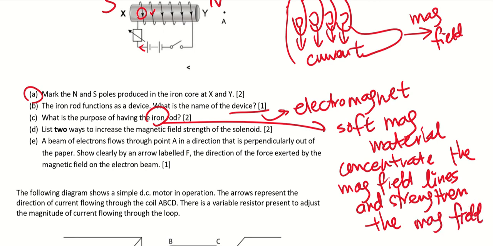Okay, list 2 ways to increase the magnetic field strength of the solenoid. So either increase the current, by reducing the rheostat resistance, or have more turns of the coil. Okay, you can look at your notes, it's all in there.